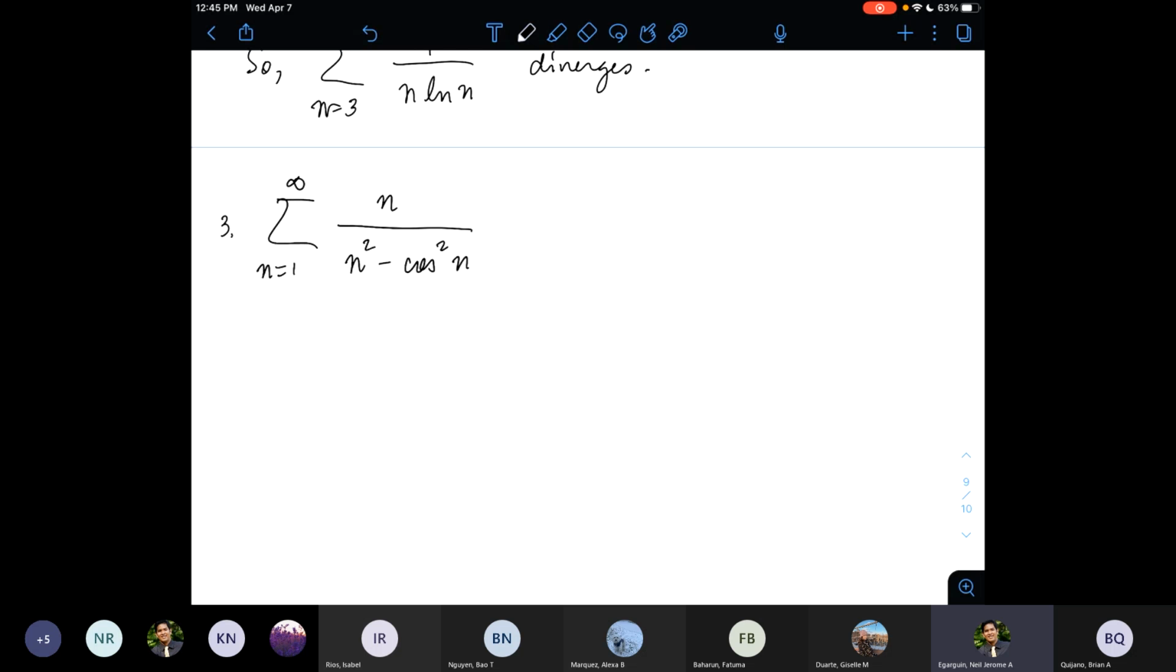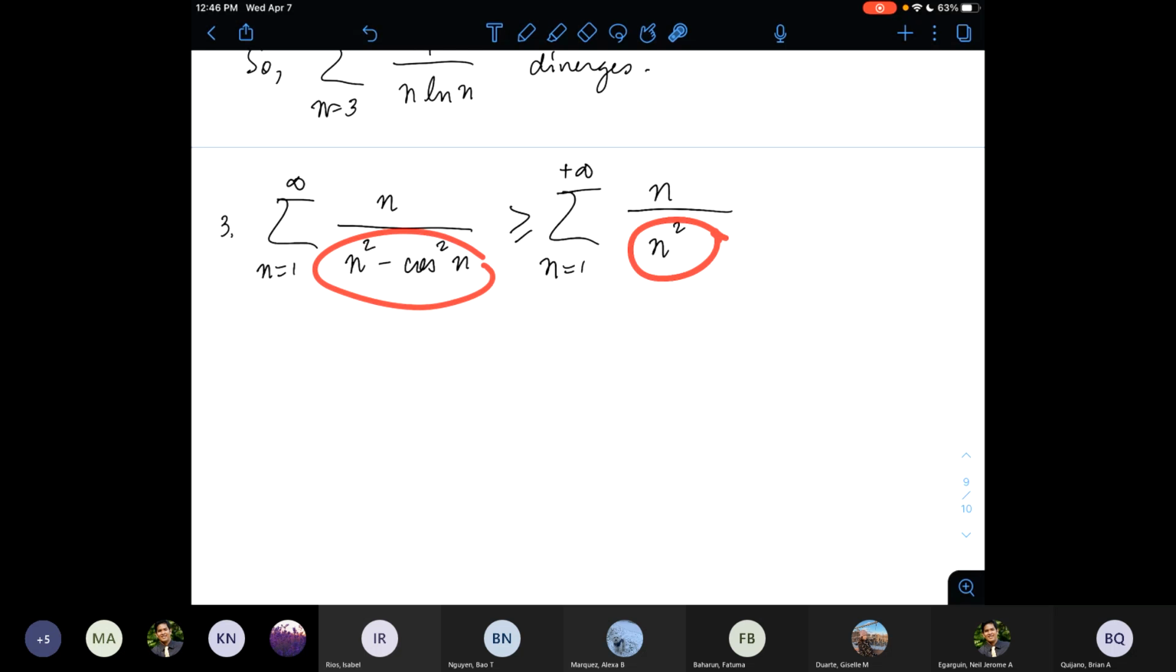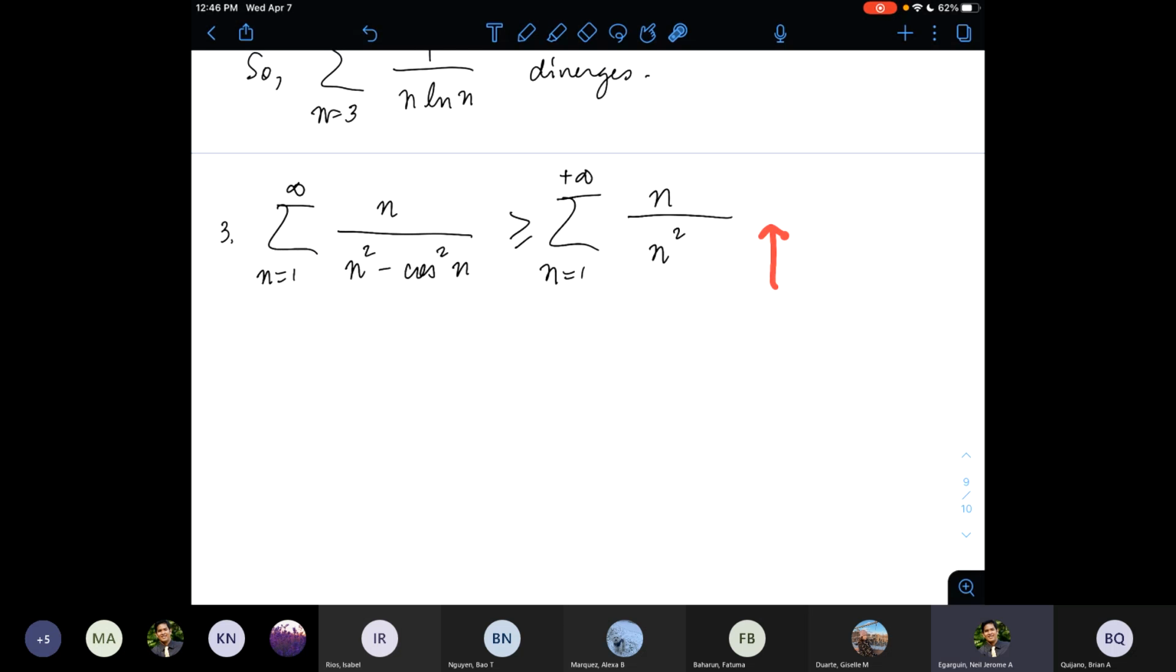Now, would you agree that this is larger than the summation of n over n squared? Okay, I hope you do because cosine squared is positive, right? So meaning here we have n squared minus a positive number. So that means this denominator is smaller than this denominator. And the smaller the denominator is, the larger the fraction becomes. So here we increase the denominator from n squared minus cosine squared n, we make it bigger by making the denominator just n squared. So the denominator in here is larger. So that means this fraction is smaller, right? And hence I have this inequality.